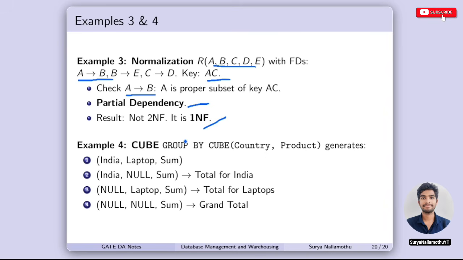And next, the cube. The cube operator helps with grouping by cube of country and product. It generates the following formats. Aggregations will be performed by all these steps. The first step is India, laptop, and sum. This is given. Next these two will be given, and next only this will be given. Then finally only the sum will be given in these cases. This is all about the cube operator.